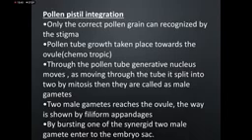Through the pollen tube, the generative nucleus moves. As it moves through the tube, it splits into two by mitosis. Then they are called male gametes, which will be discussed in later slides. Then the two male gametes reach the ovule.